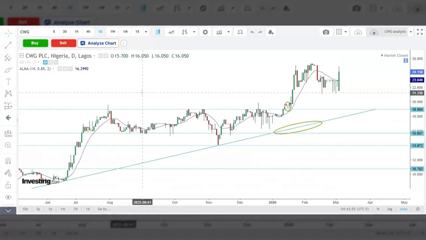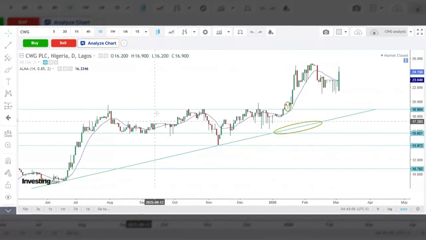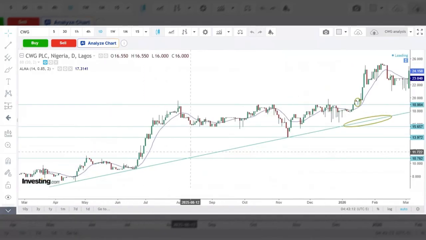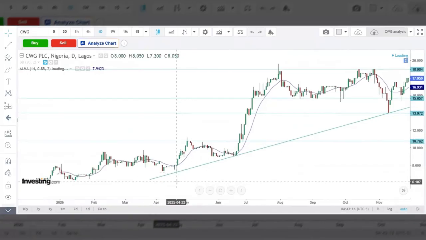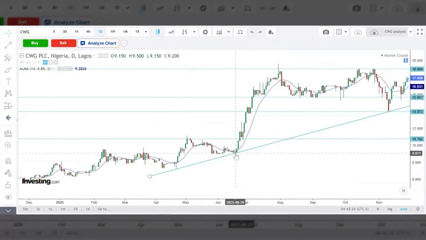All right, so looking at this, you can see I've done analysis on CWG in the past. You can see this long trend line that I drew here. From here, this is one spot. This is where the doji, or the hammer candlestick, formed. This is another place where it crossed the moving average and went up.